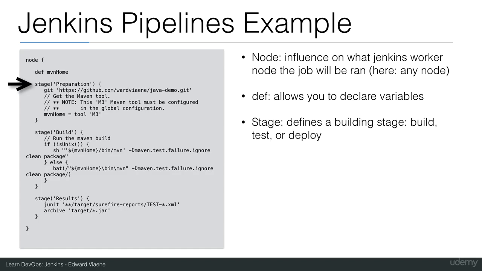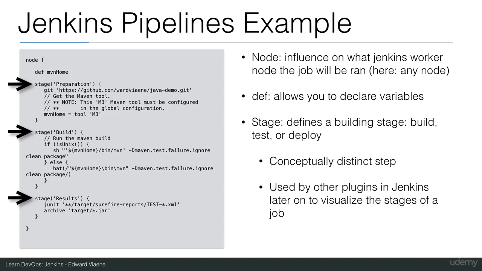Then we have a stage, and a stage defines a building stage. So you have the build stage, the test stage, the deploy stage. In this example on the left, we have preparation, build, and result. 3 stages. You have to think about conceptually distinct steps. So here it's 3 logical steps that need to happen to build your project. It is used by other plugins in Jenkins later on to visualize the stages of a job. So you have, in this case, 3 stages, and you can visualize this. So that's why it's important.